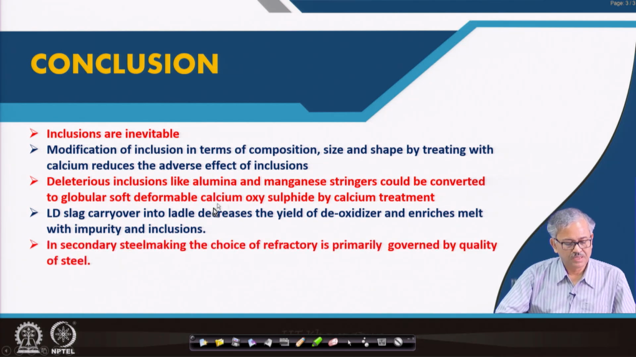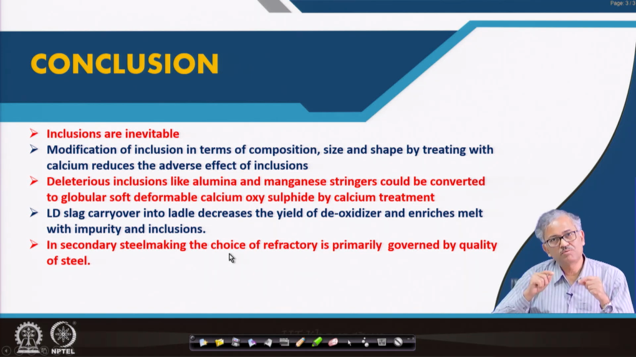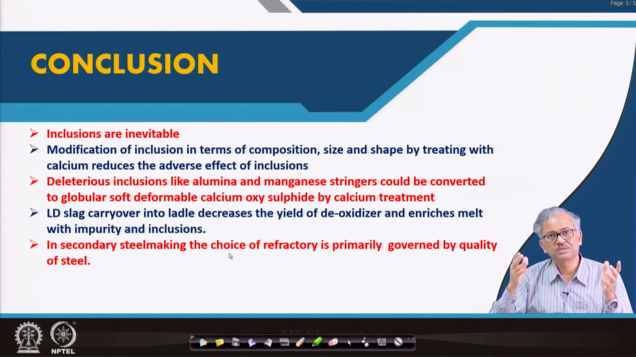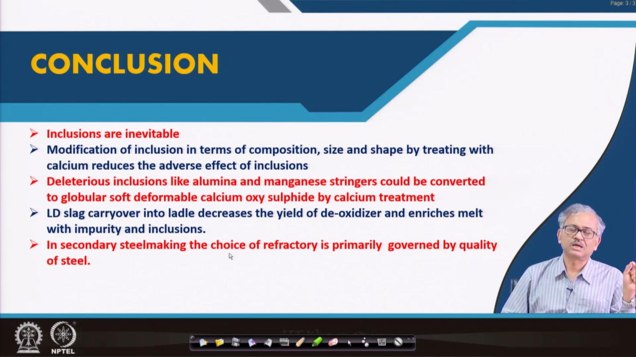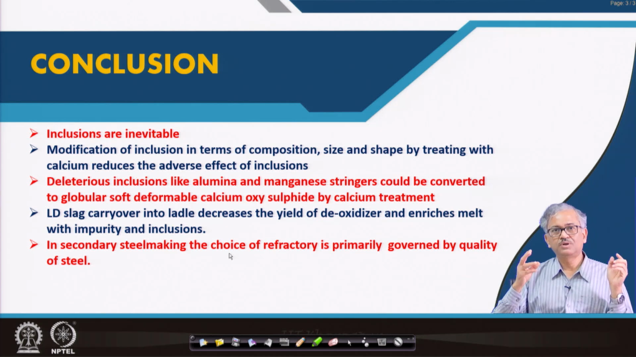In secondary steelmaking, the choice of refractory is primarily governed by the quality of the steel, unlike in primary steelmaking where the main thing is the refractory lining itself. Here the thinking is that the quality of the steel should not be affected. So the refractory lining should not contain any reducible oxide like FeO or SiO2. The refractory lining can be made only from alumina, calcium oxide and magnesium oxide, which are comparatively inert.